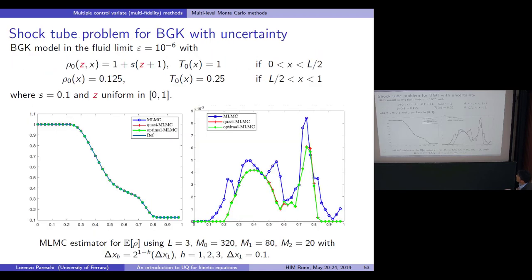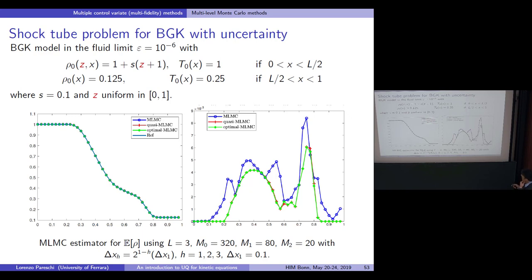Here is, for example, a result taken from work in progress together with Jing Wei, where we are actually applying this technique to the BGK model with uncertainty. This is a shock tube problem. You see that these are just the expectation of the density. Here we are in the fluid limit. You see some smoothness, some regularity, which is due to the fact that the expectation is going to average in the random space. So we are computing the standard multi-level, the quasi-optimal multi-level, and the optimal multi-level Monte Carlo.